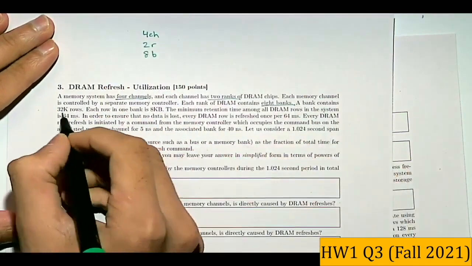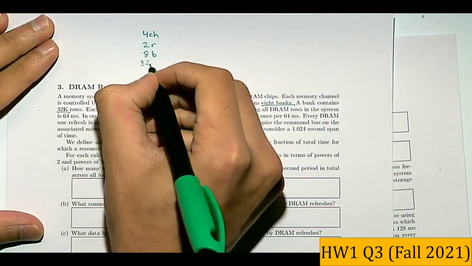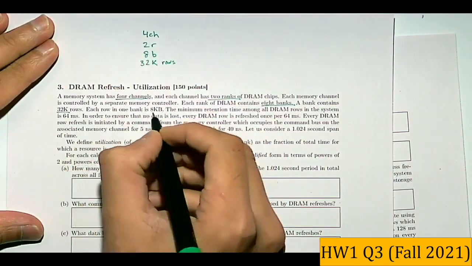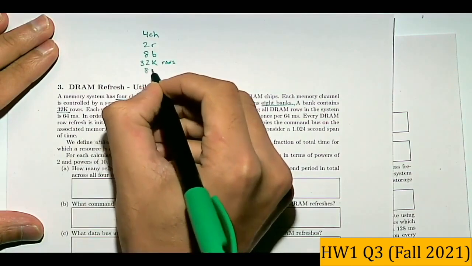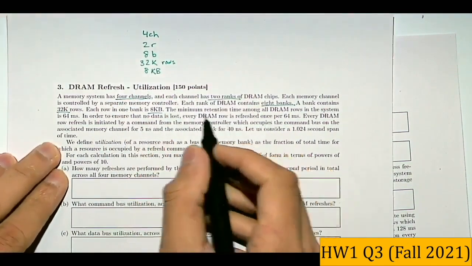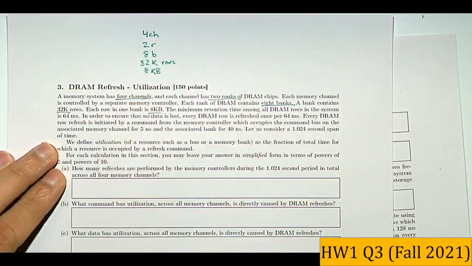And then a bank contains 32K rows. So we have 32K rows. And each row in one bank is 8 kilobytes, right? So we have 8 kilobytes. Then we start talking about retention time and stuff, but this is our configuration.